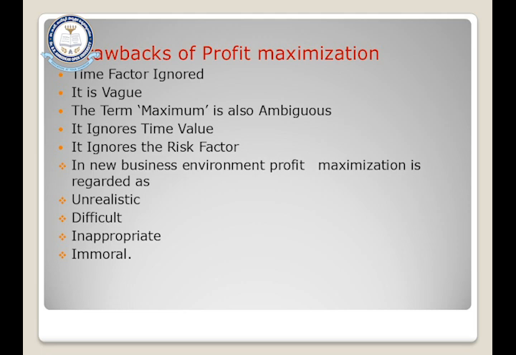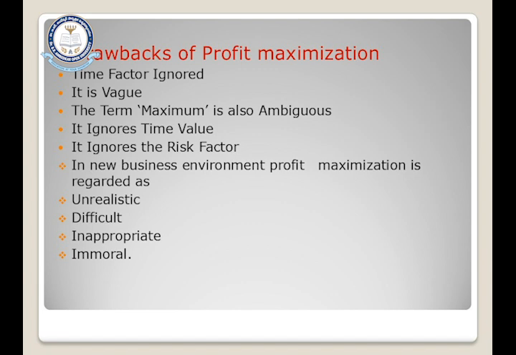So what are the drawbacks of this profit maximization objective? The major drawback is that some people argue that the profit maximization objective does not consider the time factor, that is, it does not consider the time value of money. What do we mean? If we are going to have profit maximization as the objective, that means we are aiming at the profits which we are going to earn in the next 10 years or in the next 5 years. By that time the value of the money must have declined.